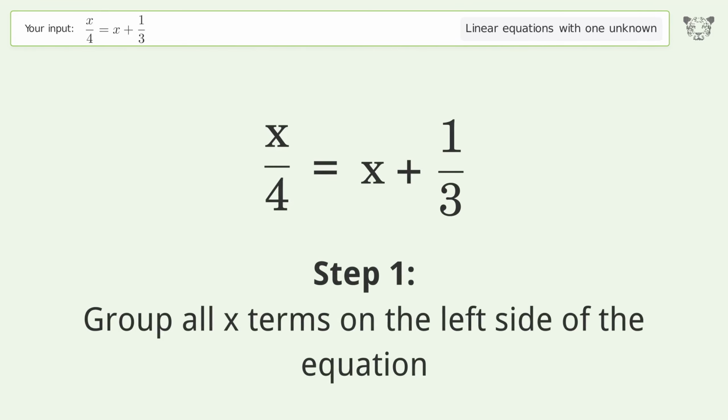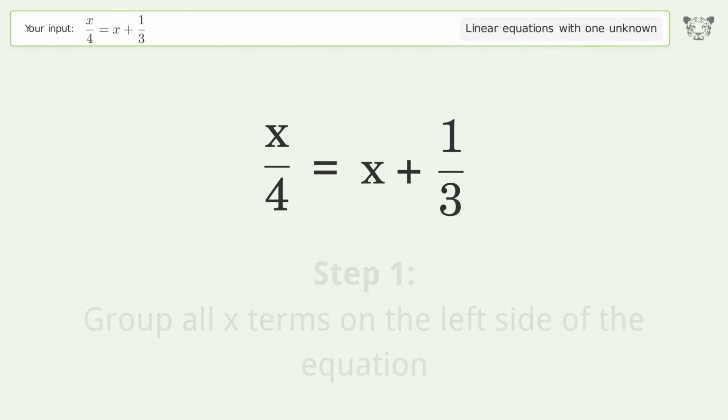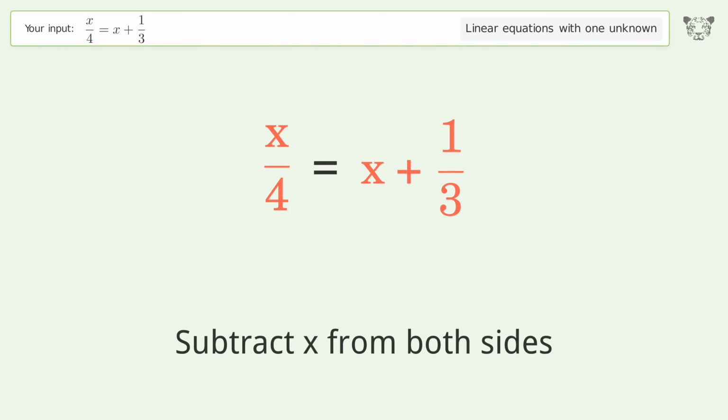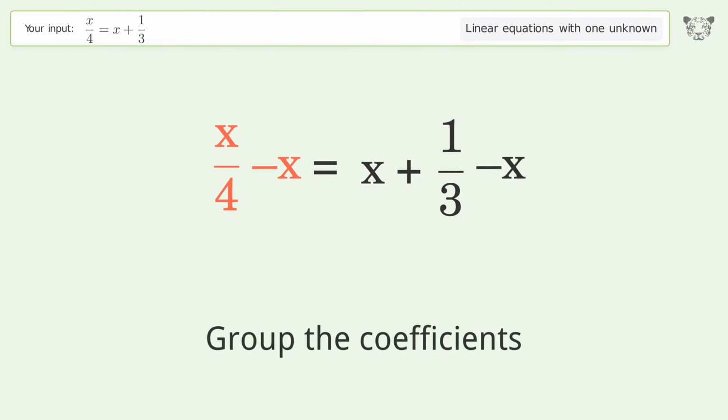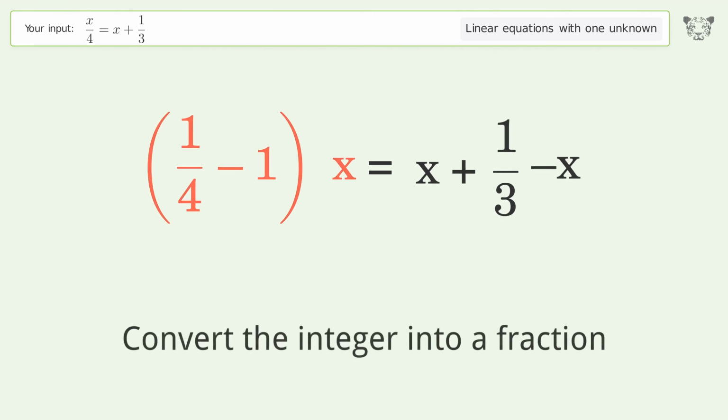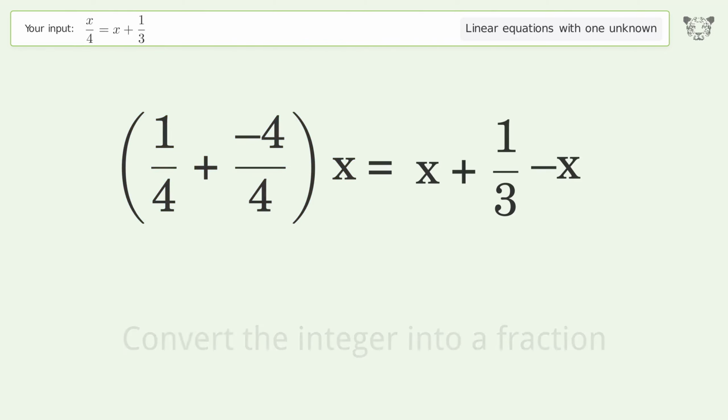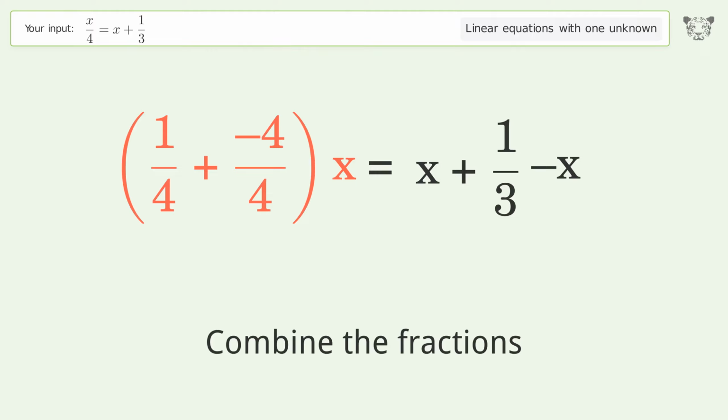Group all x terms on the left side of the equation. Subtract x from both sides. Group the coefficients. Convert the integer into a fraction. Combine the fractions.